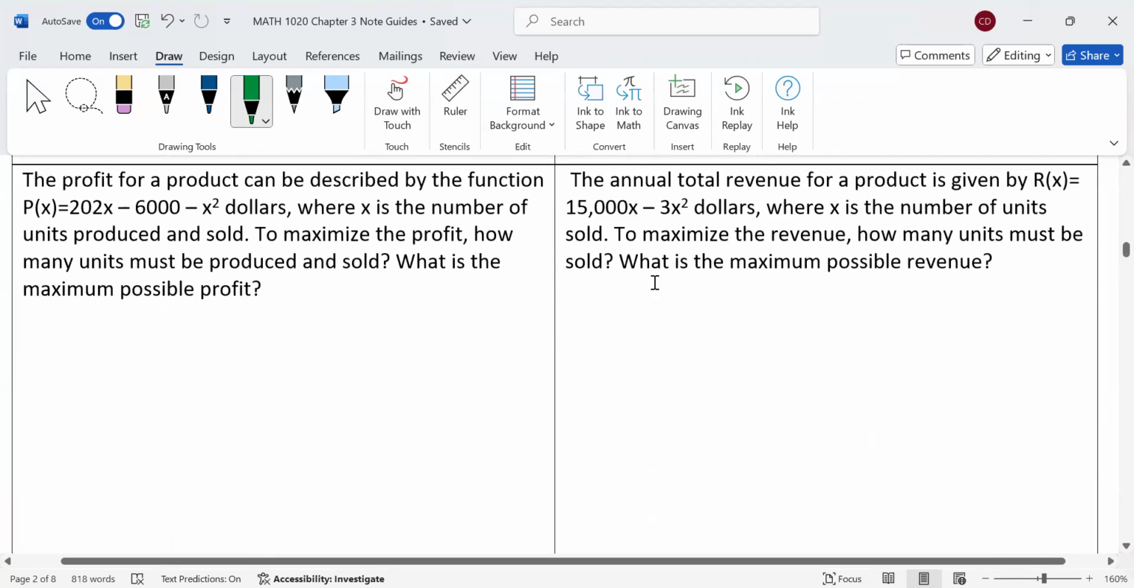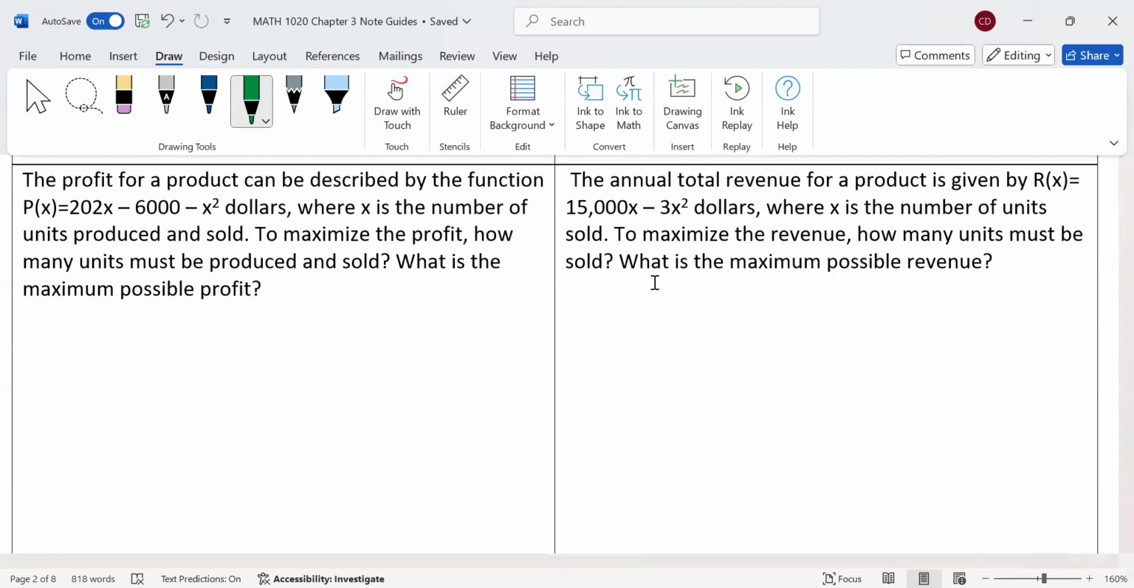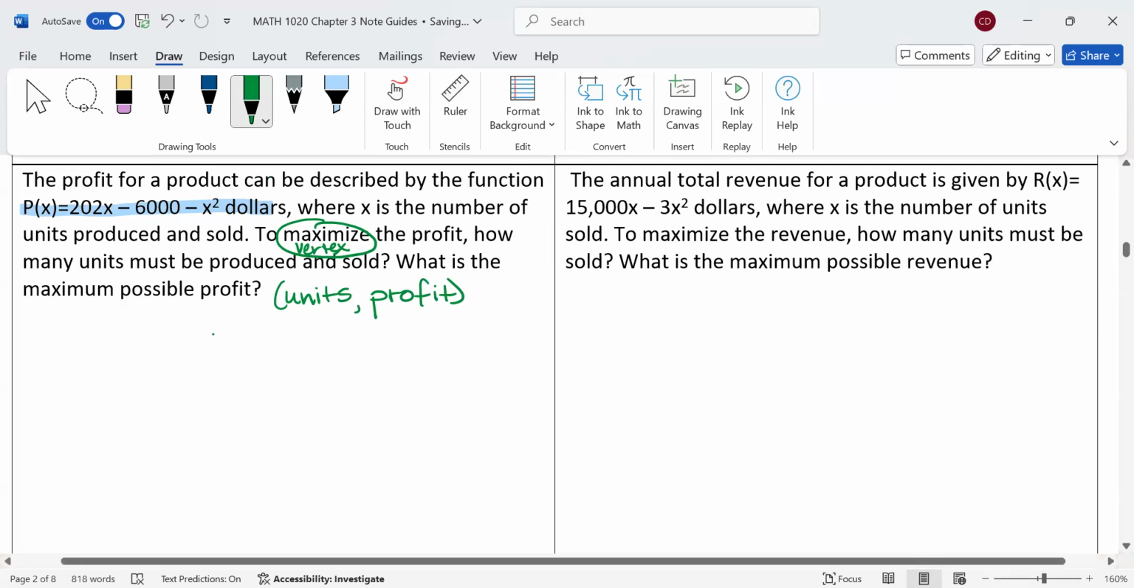All right. So these are the word problems. Now, these numbers are really large. I'm going to work them by hand, and then I'm going to explain to you why we want to work these by hand instead of using the calculator. All right. The profit for a product can be described by this function where X is the number of units sold. And you want to maximize the profit. So Y would be the profit. We want to maximize. So that means we need to find the vertex. So how many units must be produced and sold, and what is the maximum possible profit?